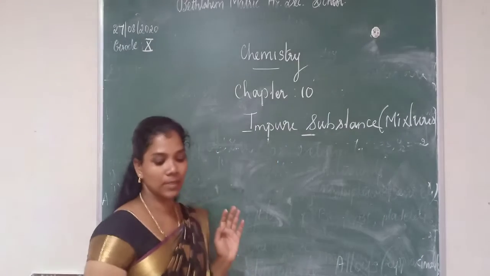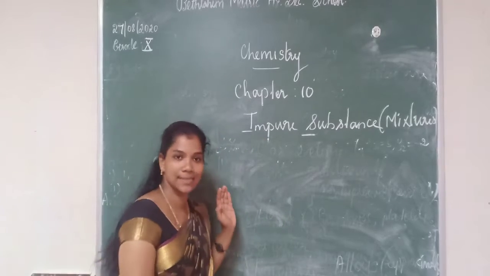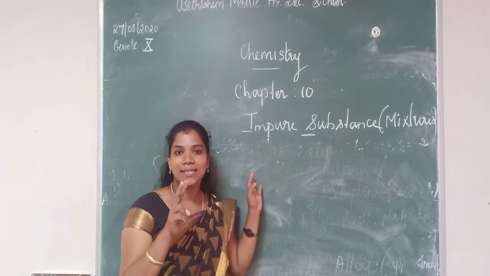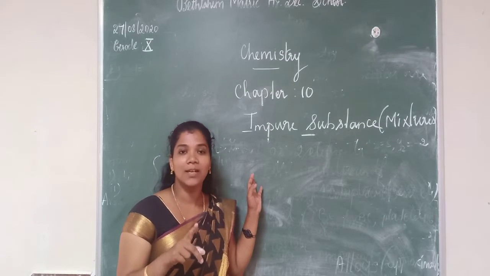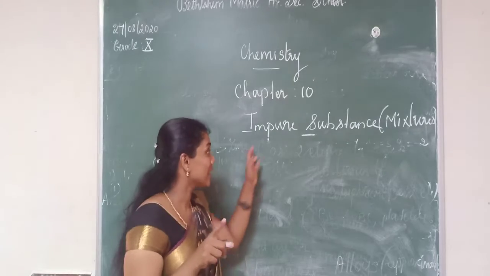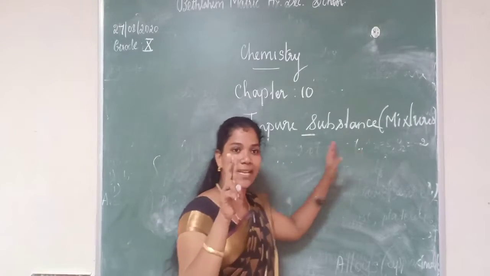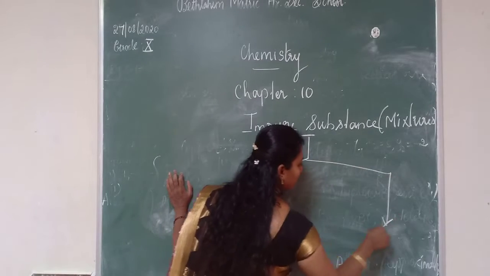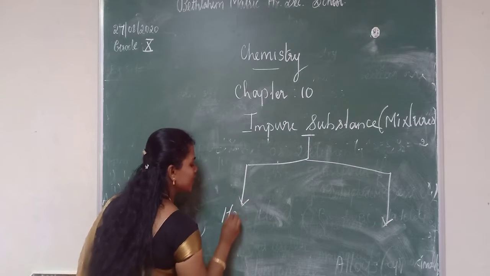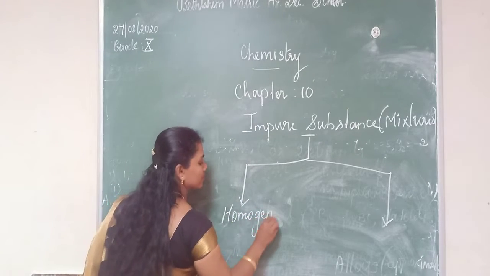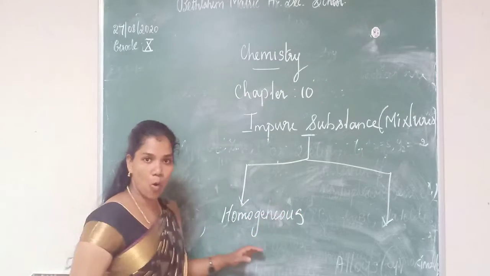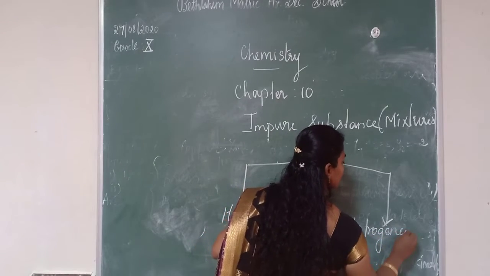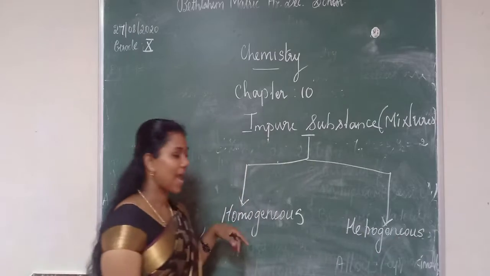Now we can see the classification of impure substances. Already we studied the classification of pure substance. What are the two categories under pure substance? Do you remember? That is elements and compounds. Like that, here also the impure substances are broadly classified into two categories. One is called homogeneous mixture, and the next one is called heterogeneous mixture.